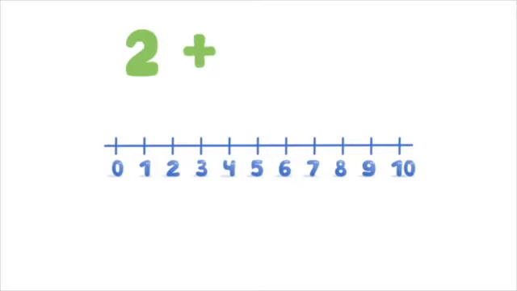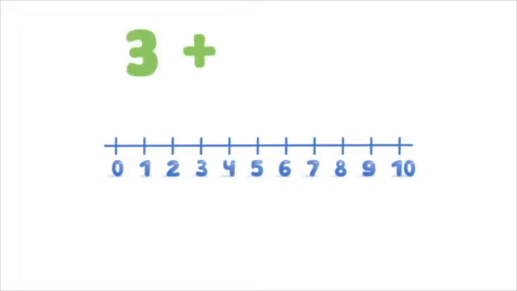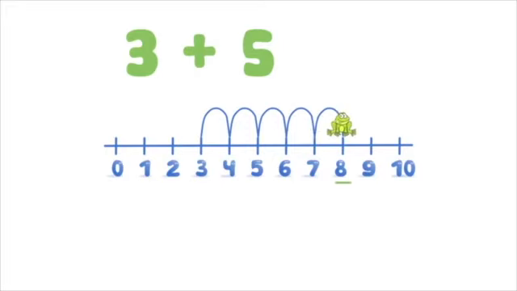2 plus 3. The frog starts at 2 and then moves 3 places to the right. The frog lands on 5. So 2 plus 3 equals 5. 3 plus 5. The frog starts at 3 and then moves 5 places to the right. The frog lands on 8. So 3 plus 5 equals 8.